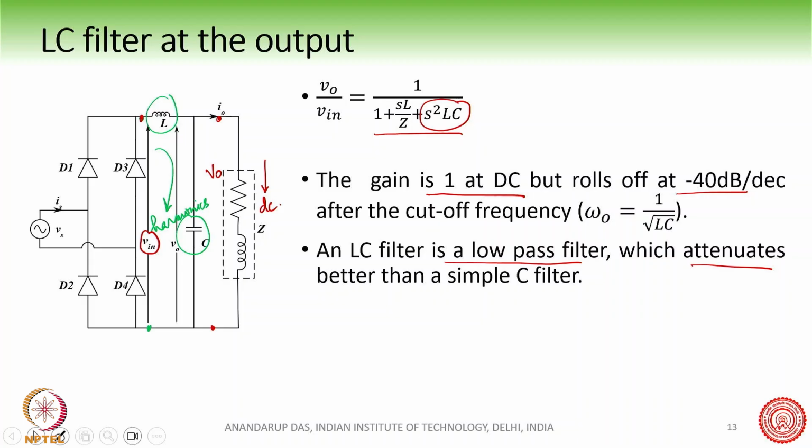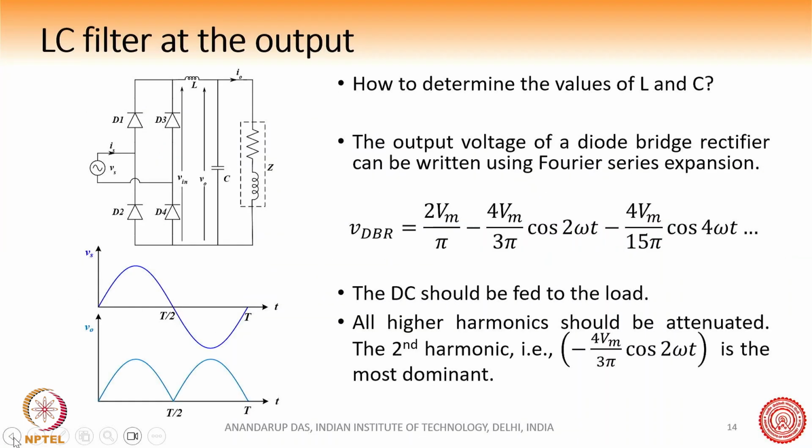So we can actually determine the values of L and C. This is a slightly advanced topic, but we will cover it because this course is a combination of UG and PG content. How will you determine the values of L and C? How can you design the output filter? For the output voltage of this diode bridge rectifier, I will not do the Fourier series expansion here, and I will leave it to you as an exercise. You can see any book and do the Fourier analysis of this waveform, and you will find that all the even harmonics will come in the output.